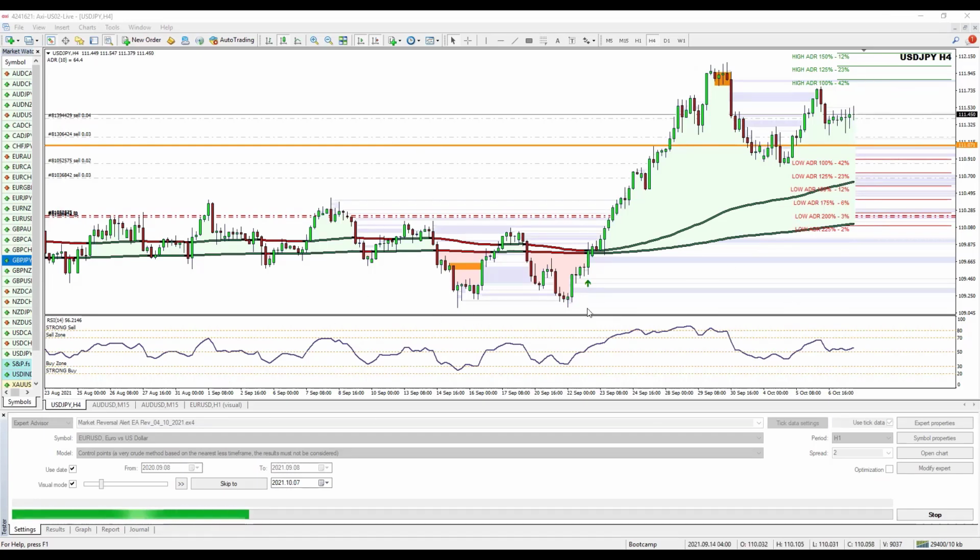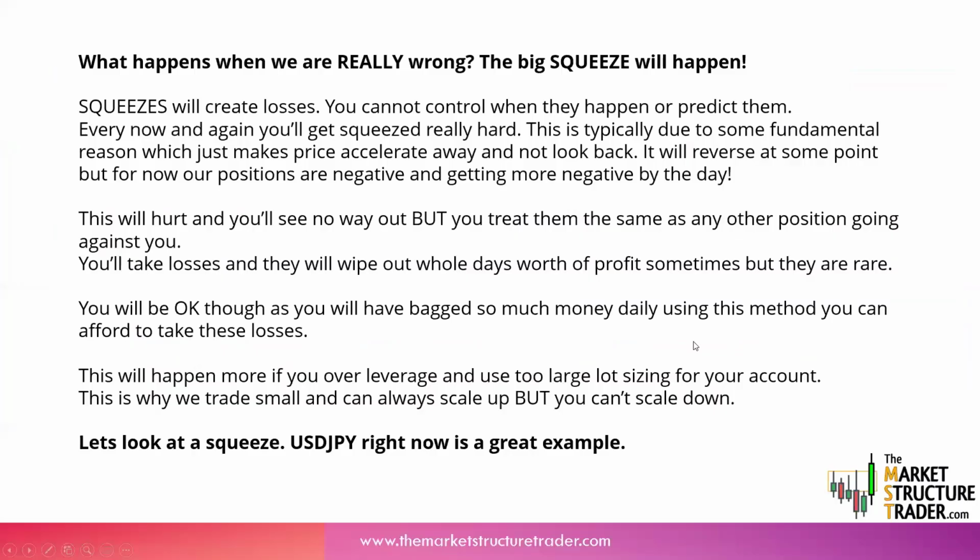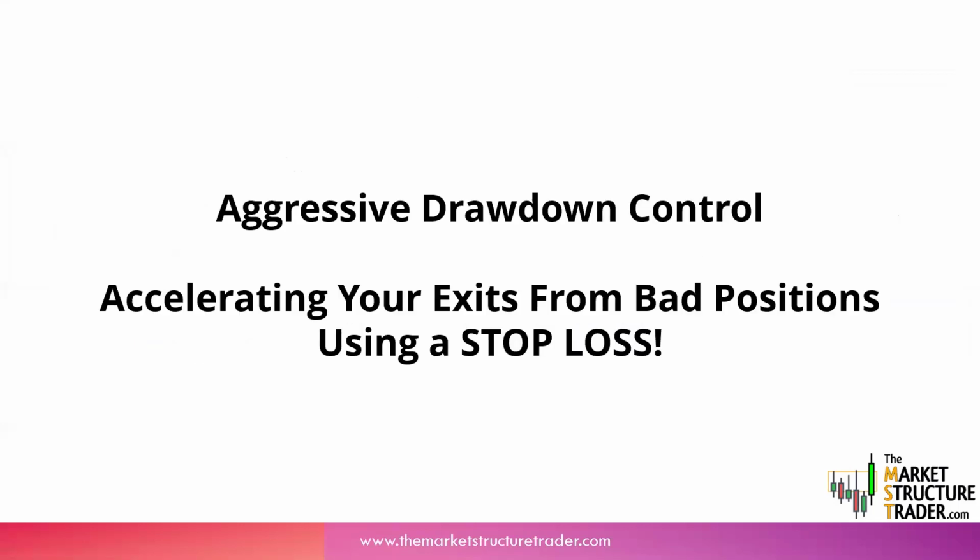All right, so that's an example of a squeeze. Okay, so that's what I mean by a squeeze. And that's when you're going to need to enact more drawdown control. That's really the only time that you need to do it. Aggressive drawdown control. So there are times when drawdown control will be difficult, will not be enough. And we have what's called aggressive drawdown control.